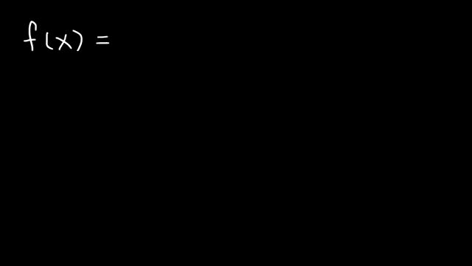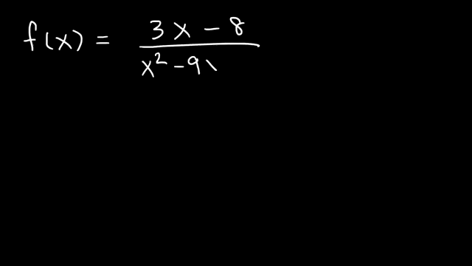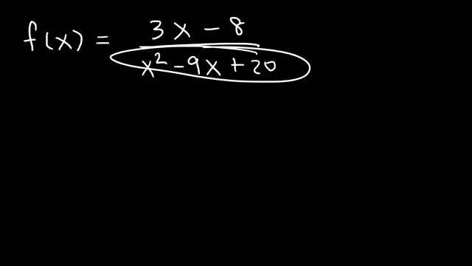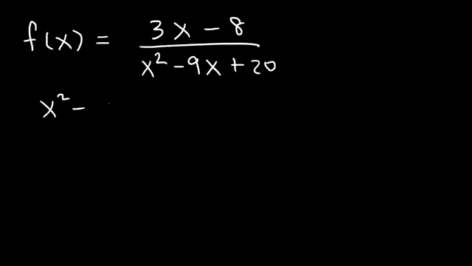Let's try another example. Let's say if we have 3x minus 8 divided by x squared minus 9x plus 20. So we have another rational function as seen by the fraction that we have. So what we need to do, just like before, by the way, you could try this problem if you want to, we need to set this not equal to 0. So x squared minus 9x plus 20 cannot equal 0.